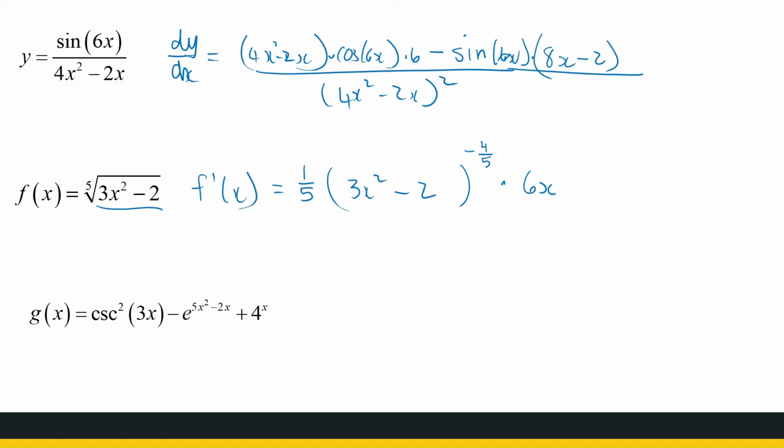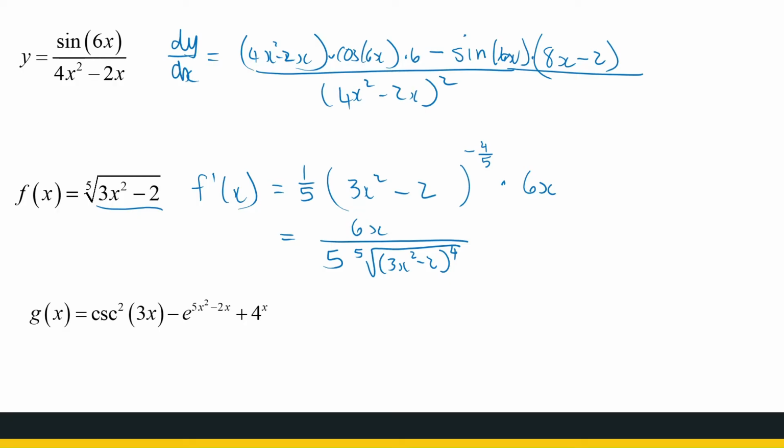Now, just for interest's sake, that can be written in a number of ways. My constant is 6 over 5. My numerator is 6, so I've got 6x over 5. Now, this whole bracket you can write as the fifth root of 3x squared minus 2 to the power 4. So that's a different way of writing the same thing. It's not incorrect, but it depends how you're presenting your answer. All right, let's look at the third one.